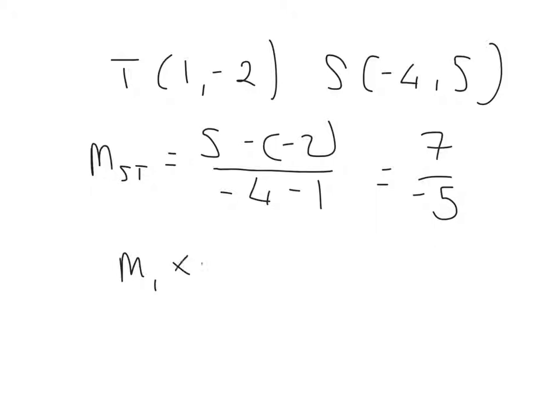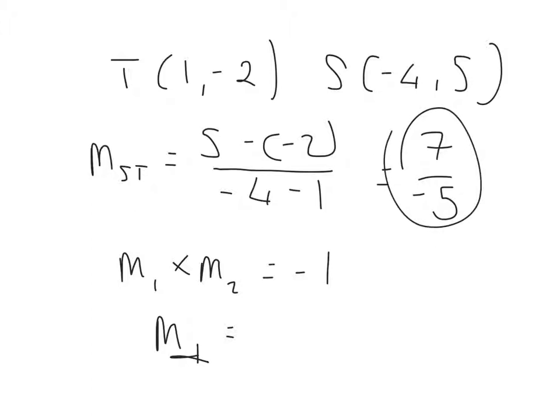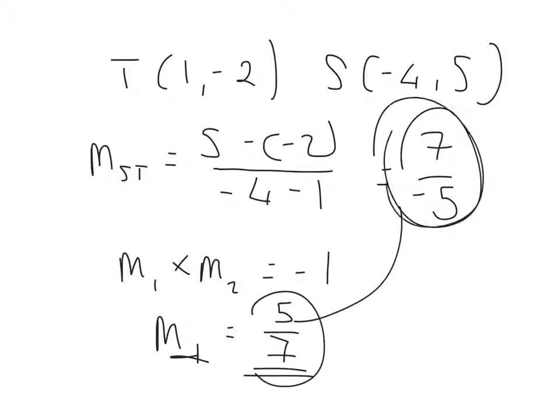I then know that this relationship works: M1 M2 equals minus 1. So basically in practice what that means is that I get the value for the gradient, I flip it and change its sign, and that will give me 5/7. And that works because 5/7 multiplied by minus 7 over 5 will give me minus 1. So the final answer for this one will be 5/7.